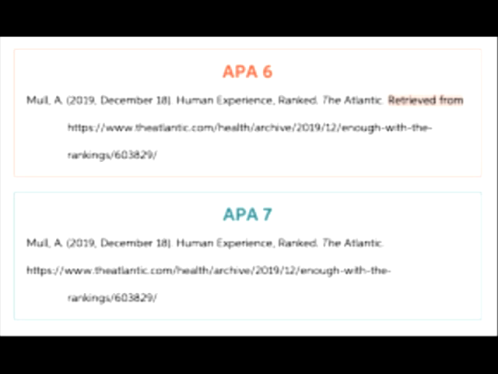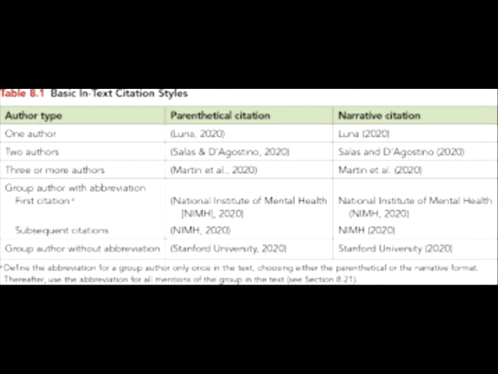APA 6 style reference list: the first line starts at the margin, then we give a space of 0.5 inches, one tab space, for subsequent lines. You can observe the citations. Citation at the end of the paragraph is in parentheses, and at the beginning of the paragraph are narrative citations, or in-text citations.